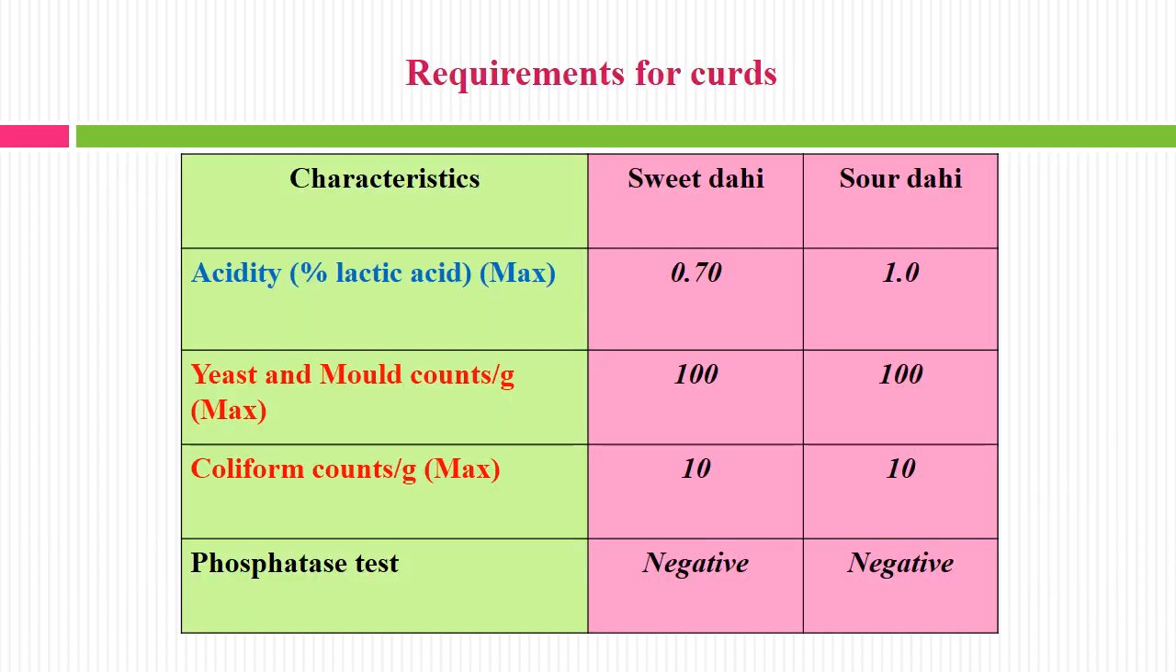Here are some of the specific requirements or characteristics for curds. Acidity percent: in case of sweet curd 0.7 and sour dahi 1.0%. Yeast and mold counts per gram: in sweet curd it is 100 per gram and sour also 100 per gram. Coliform count should be 10 per gram maximum in both cases, and the phosphatase test in both cases should be negative. So these are some of the specific quality requirements for curds.